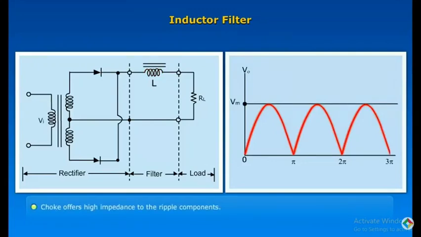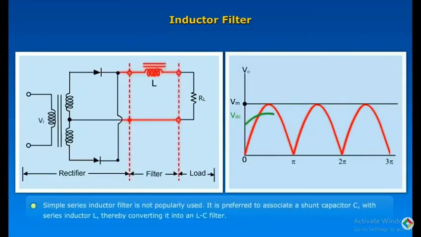The choke offers high impedance to the ripple components and zero impedance to the desired DC components. Ripple components are removed largely. A simple series inductor filter is not properly used. It is preferred to associate a shunt capacitor C with the series inductor L, thereby converting it into an LC filter.